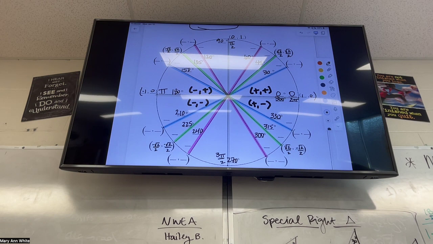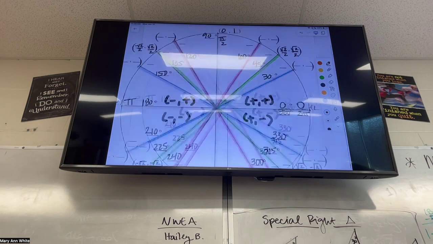Okay. Which one do you want to do next? 30s, 45s, or 60s? Third. Okay, do you remember what 30 is as a radian? I think it was 1/6. Good, pi over 6.